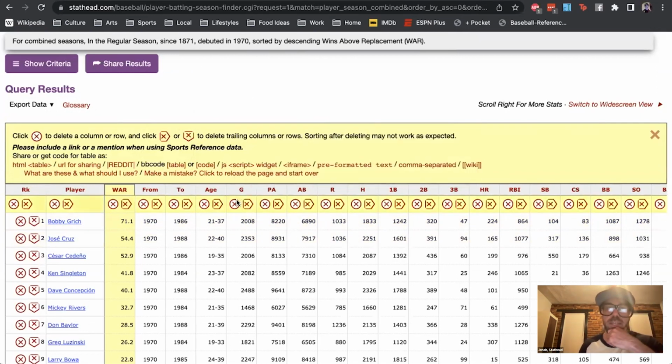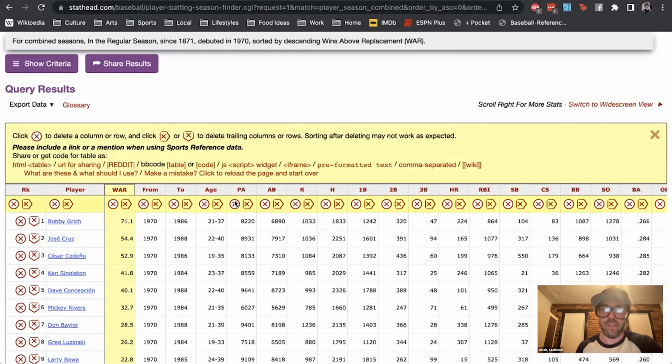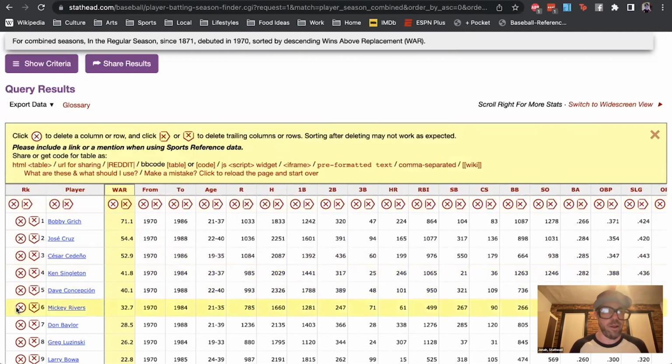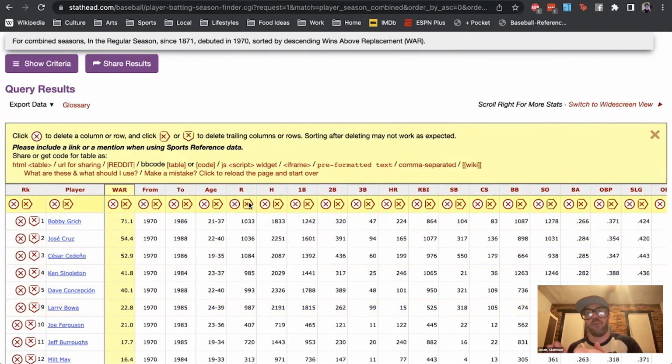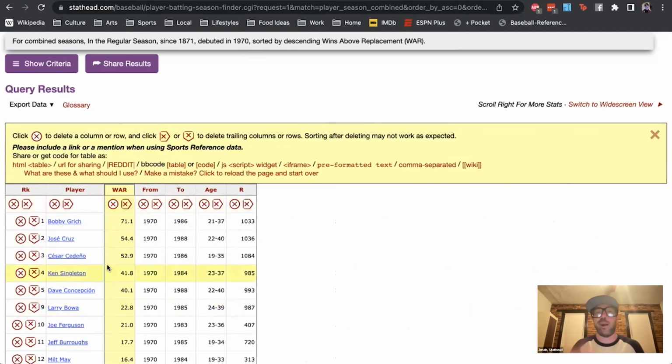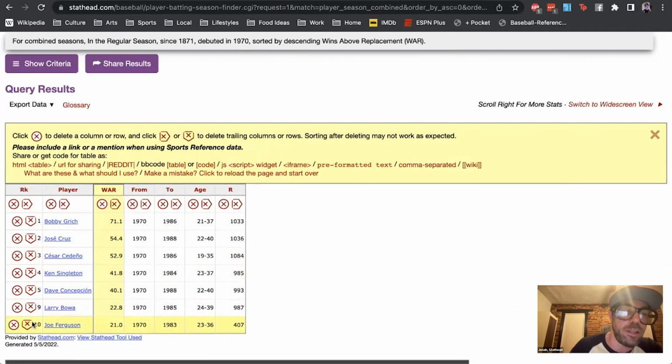What I can do is use the X's to close out and eliminate any column or any row that I don't need. And then the other, home plate looking X, if I click on that, it'll get rid of everything past that point. So you can see there, I clicked on it on runs. Everything after runs is now gone from the table. And I'll do the same thing with Joe Ferguson, everyone below him out of there. So then once you have the table narrowed down to what you want, you can export it.